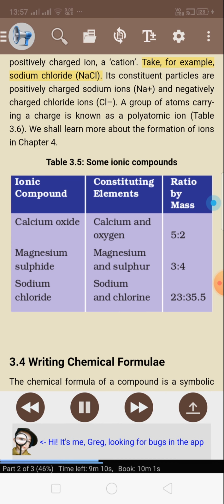Take, for example, sodium chloride, NaCl. Its constituent particles are positively charged sodium ions, Na+, and negatively charged chloride ions, Cl-. A group of atoms carrying a charge is known as a polyatomic ion, Table 3.6. We shall learn more about the formation of ions in Chapter 4. Table 3.5: Some ionic compounds.